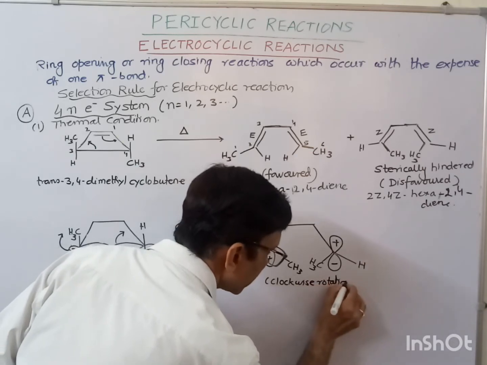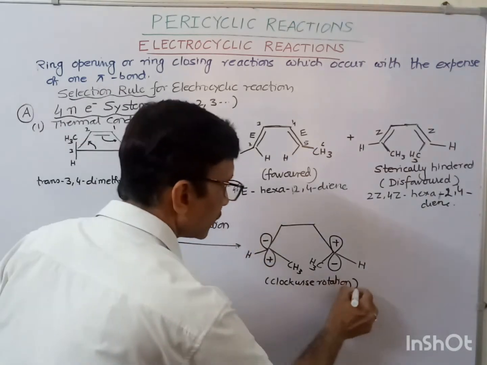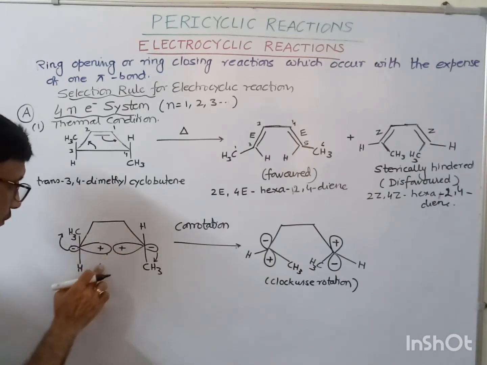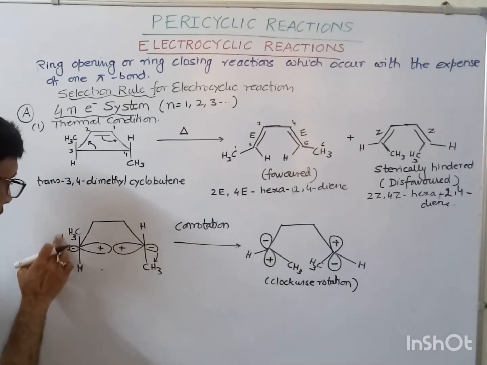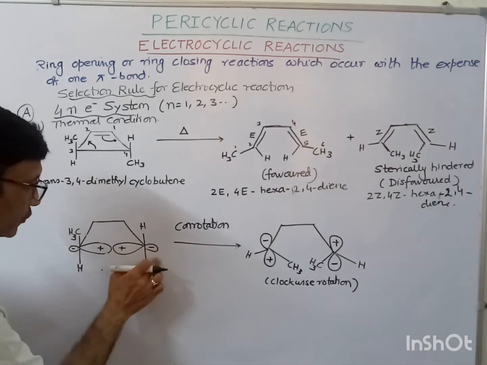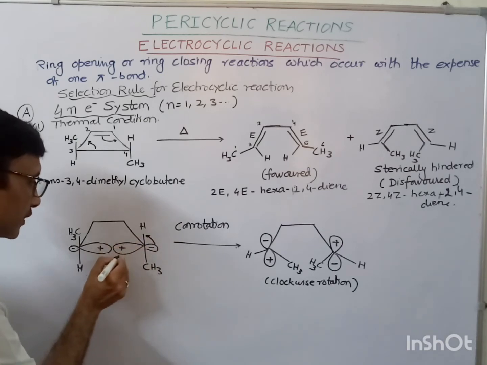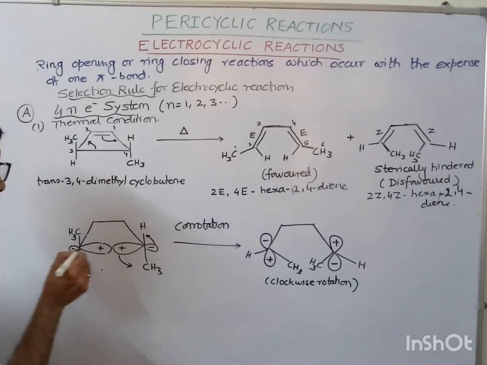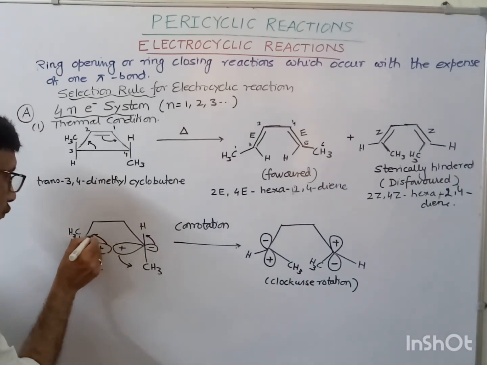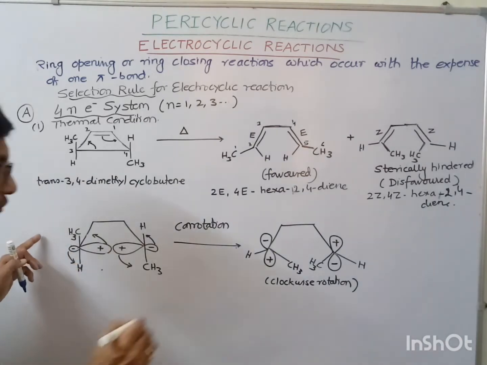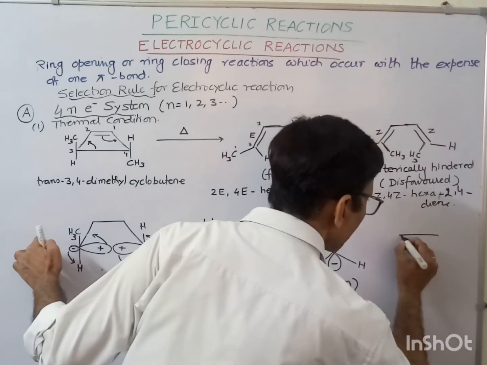When we rotate in an anti-clockwise manner, what will happen? Let me rotate in an anti-clockwise manner. So if we rotate in an anti-clockwise manner, then this will move over here and this will move over here, and in the same way this will move over here and this will move like this. So what will you obtain?